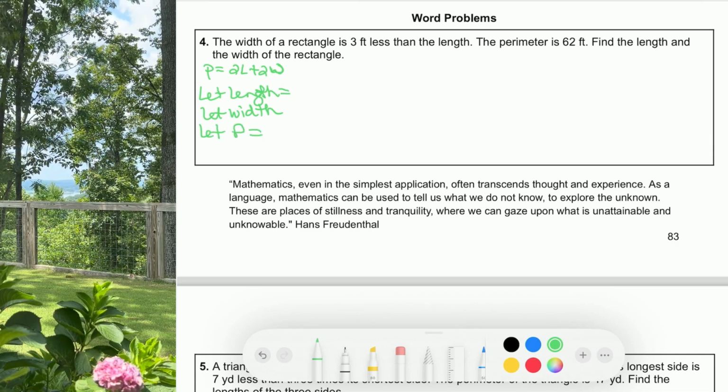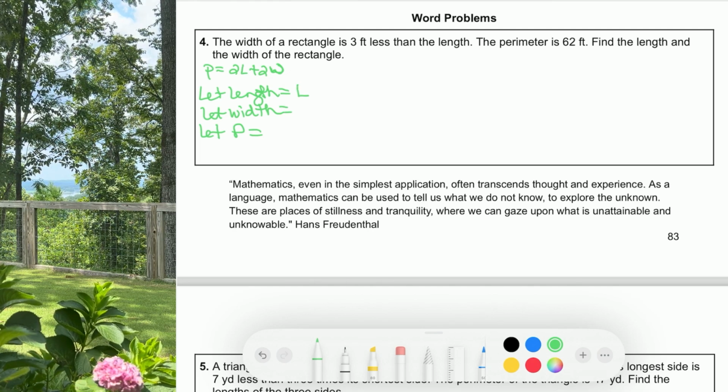All right, so it says the width of the rectangle is 3 feet less than the length. So they reference the length when they're talking about width. So that means length is going to be L, and width is going to be 3 feet less than L. So less than means the turnaround. So we're going to have L minus 3. And then it tells us the perimeter is 62. Find the length and the width of the rectangle.